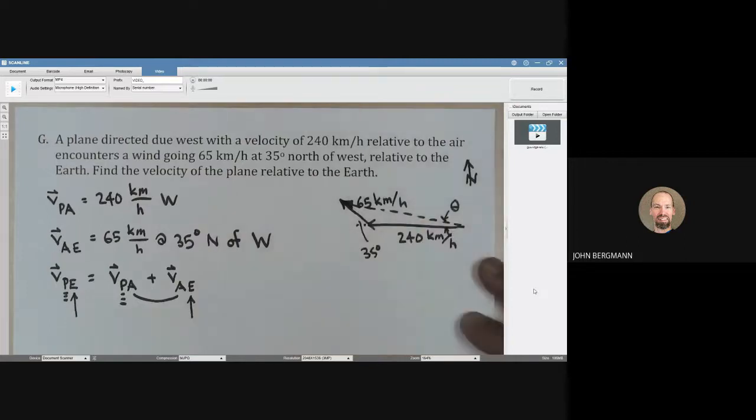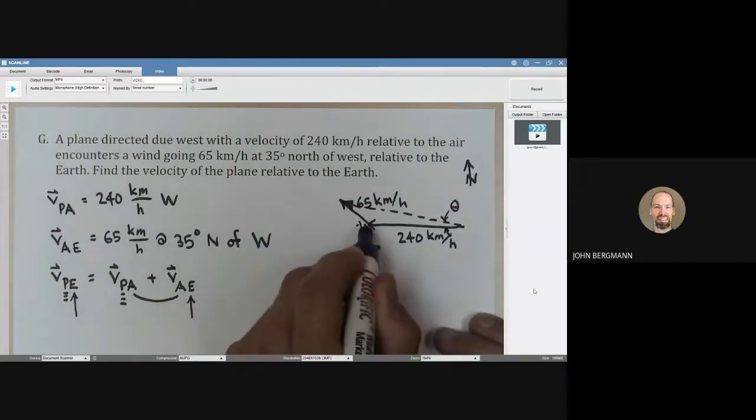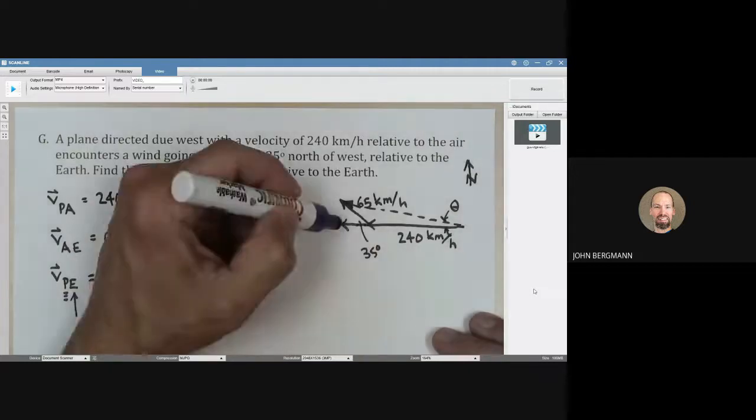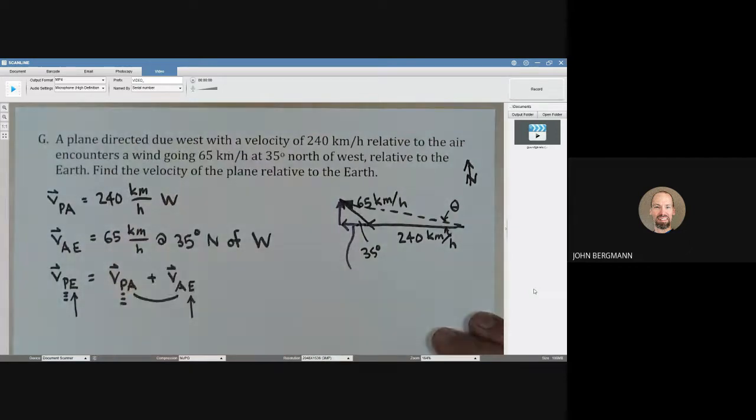That one right there. The angle is always back at the beginning when you add vectors. Hopefully you've done this in earlier physics classes, because I'm not going to take too much time to do it, but I will explain what's going on. We need to then break this 65 kilometers per hour into a westerly component and a northerly component. And I did that already.